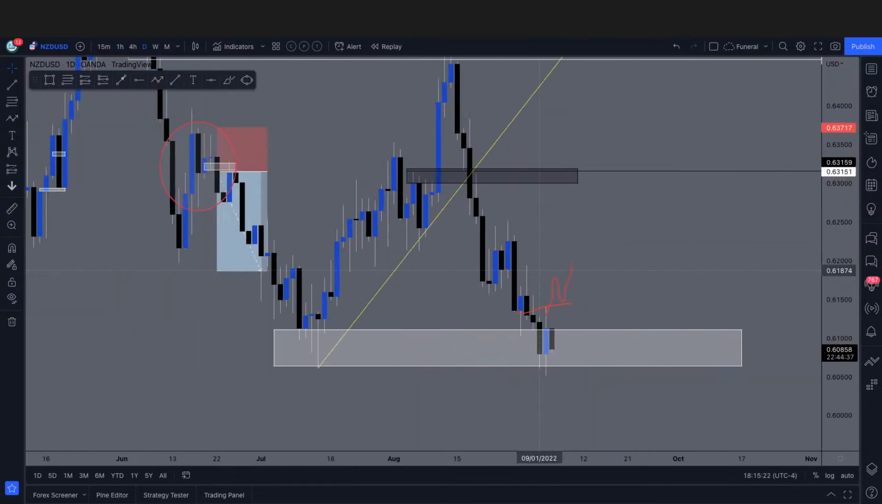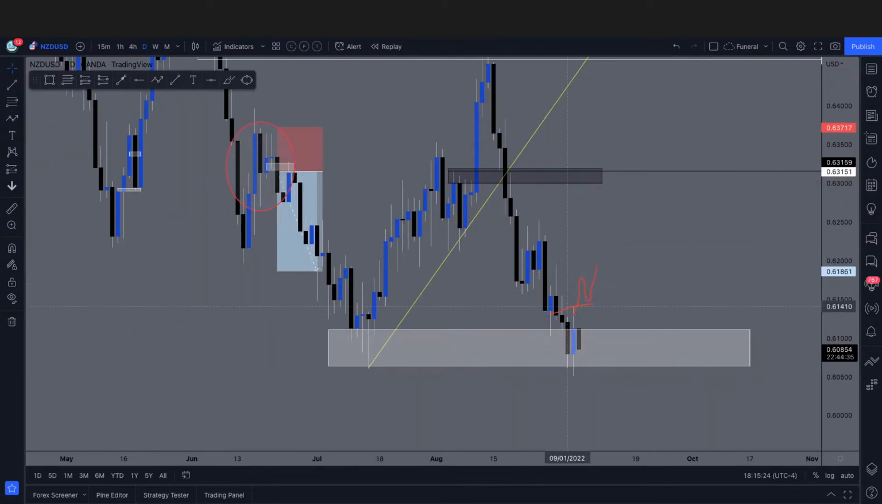If we do drop down to the daily time frame, before we can start to look for a move to the upside, we do have some daily structure in this area that we would need to see broken before we start to look for the move to the upside.